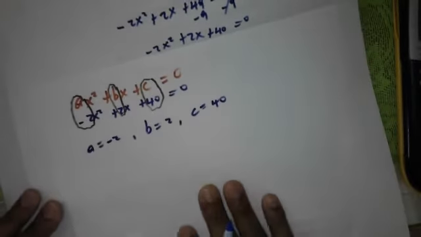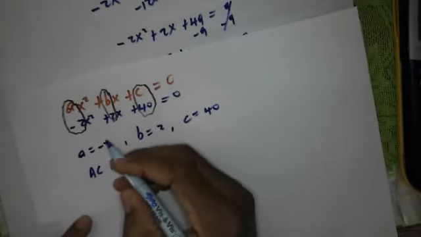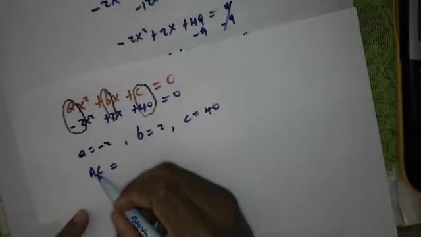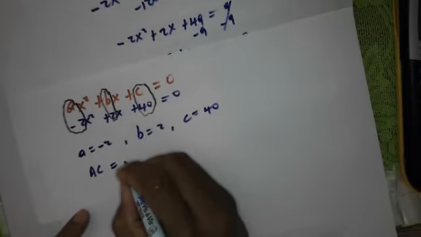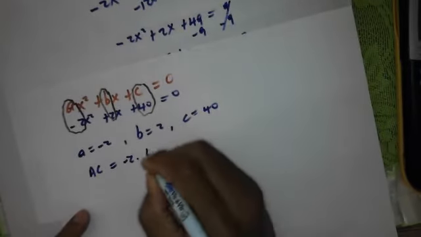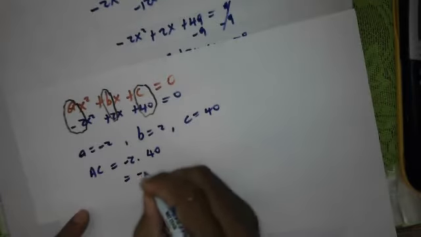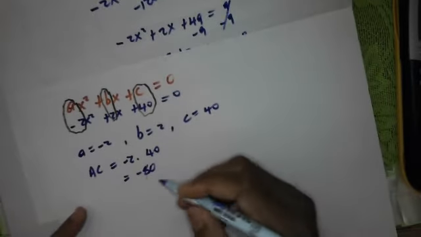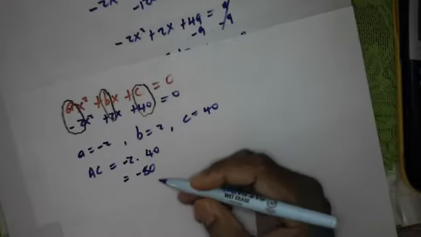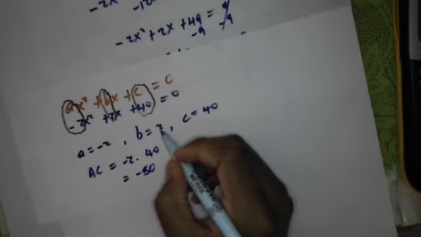Alright, so I can go to my AC method. My AC method of factoring says a times c. That's what AC means. So it is a, which is negative 2, times c, which is 40. Okay, and that will give me negative 80. Now, I want to find the factors of this negative 80 that, when I add them, I'll get positive 2.